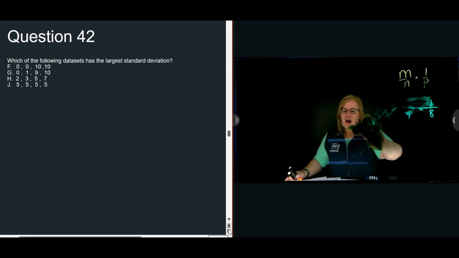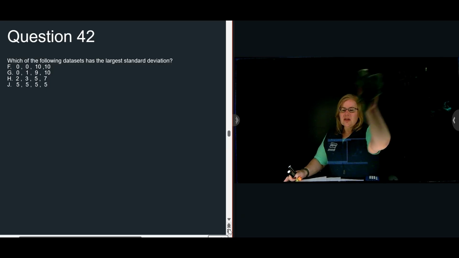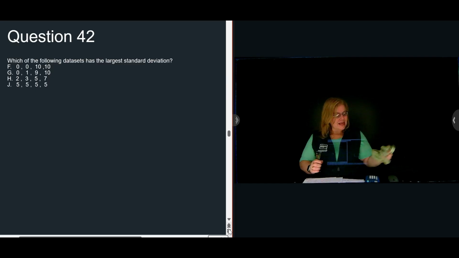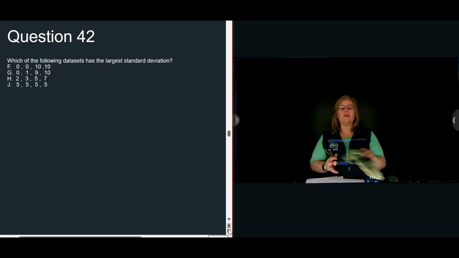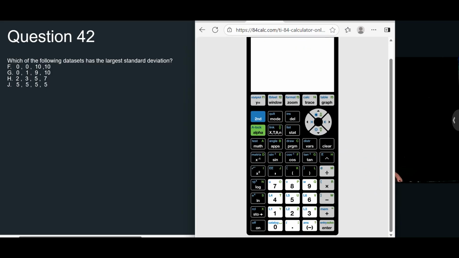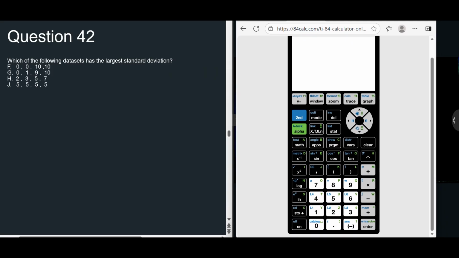It says, which of the following data sets has the largest standard deviation? Now, you're in luck. Our calculator has a wonderful standard deviation feature. So what I'm going to do is go ahead and pull up that calculator. Oh, there we go. Here I am. I'm going to put it over here so we can see more of the calculator.